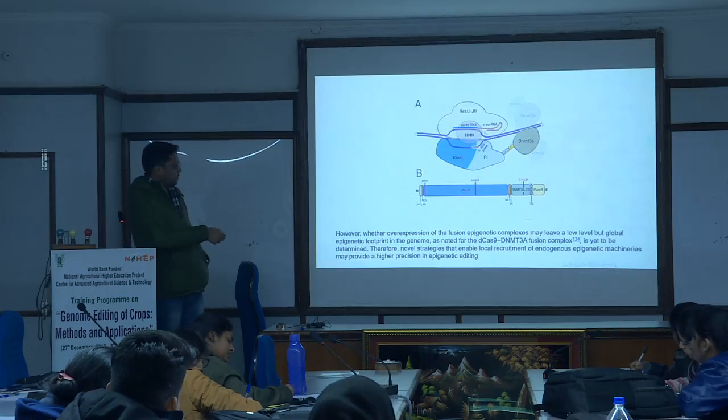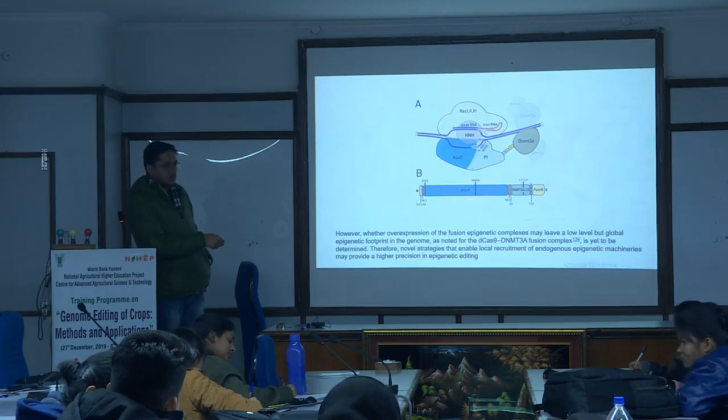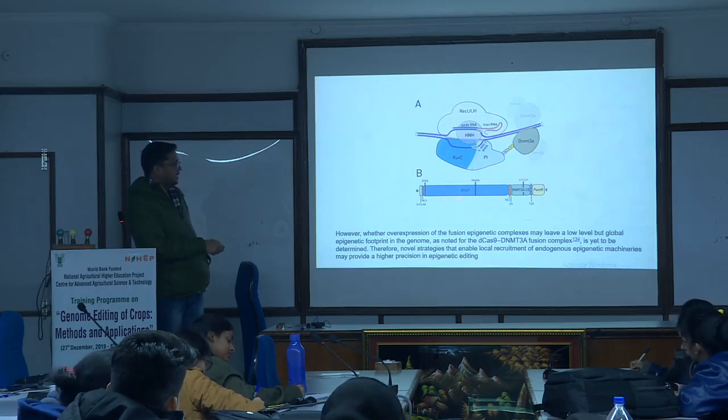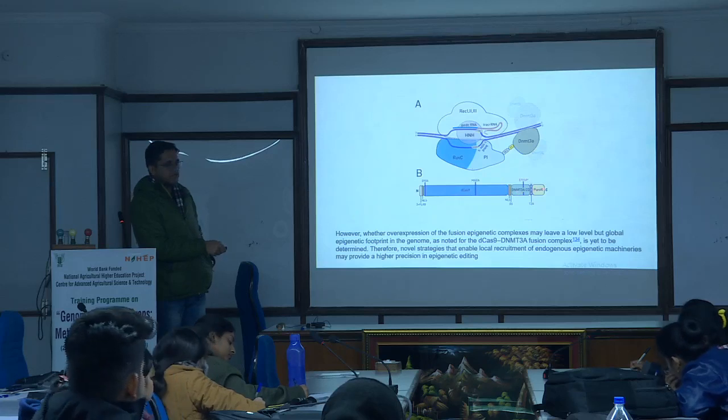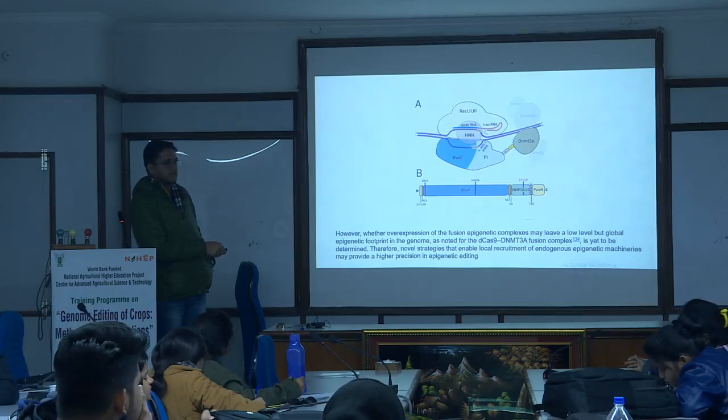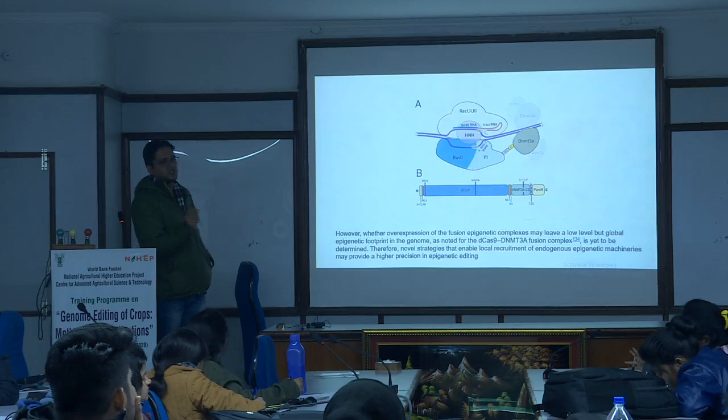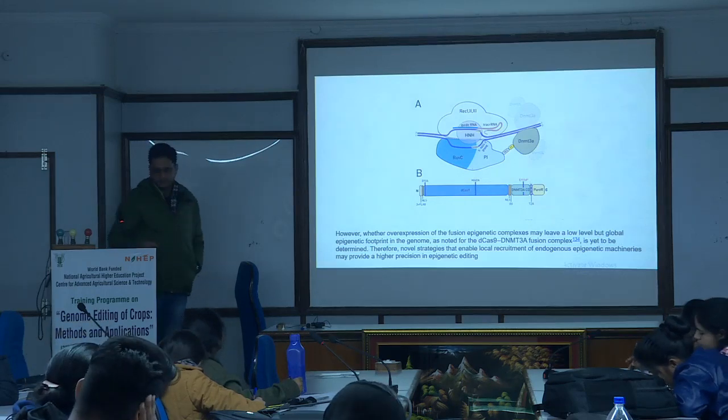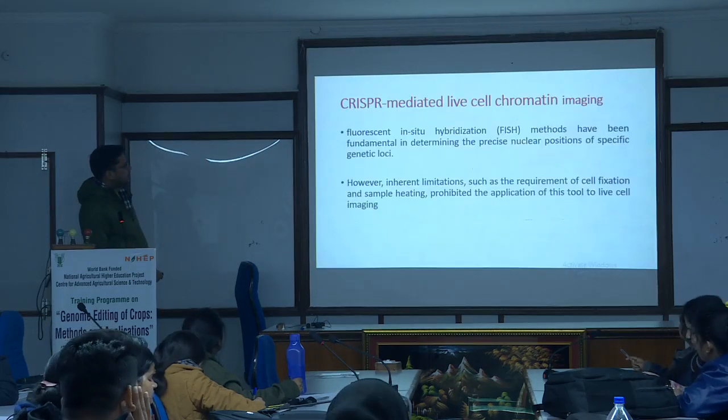So this is a basic construct of how it can be done. You need a dead Cas9, you need a methyltransferase, and then an antibiotic for selection. Okay, nothing else is needed. So the design is also very simple. Fine.